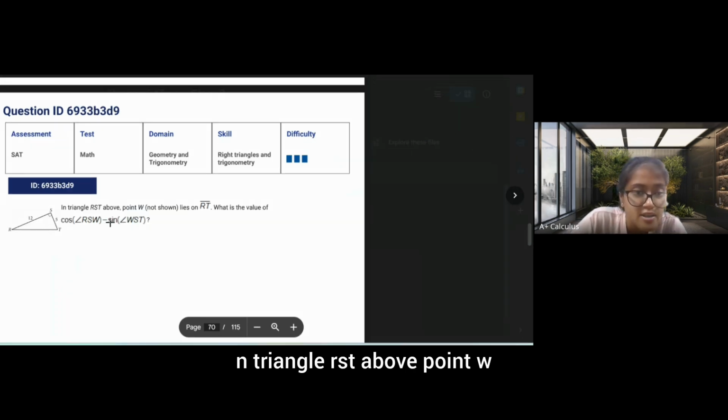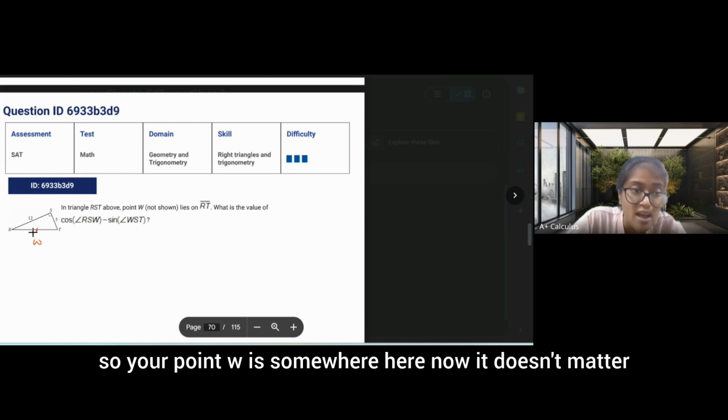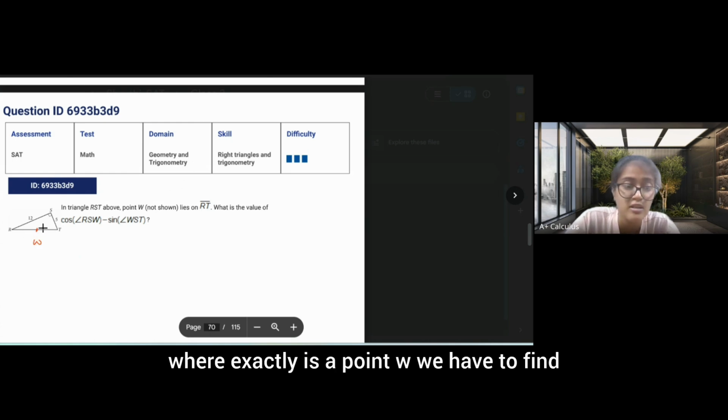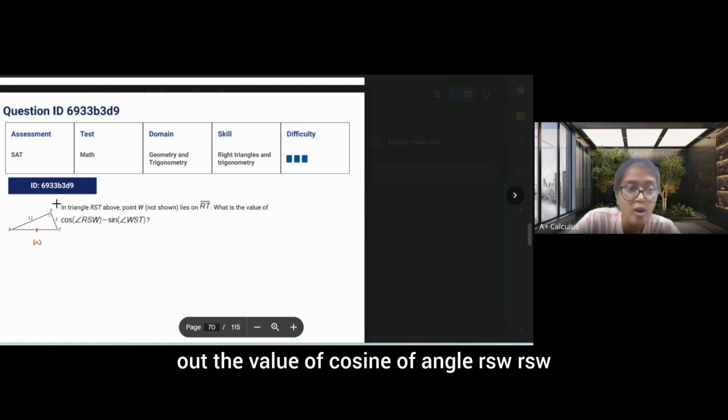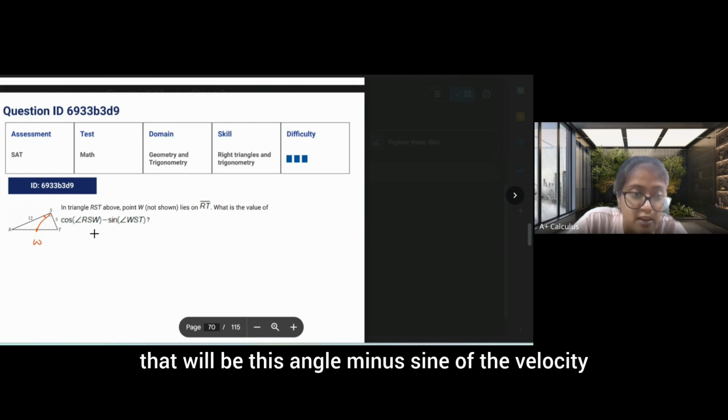In triangle RST above, point W, which is not shown, lies on line segment RT. So your point W is somewhere here. It doesn't matter where exactly point W is. We have to find the value of cosine of angle RSW minus sine of WST, that will be this angle.